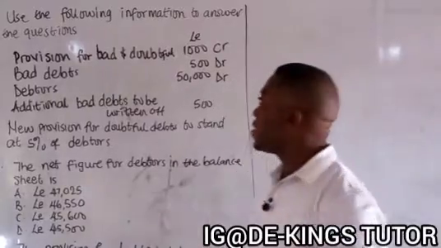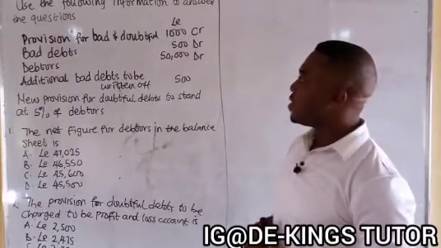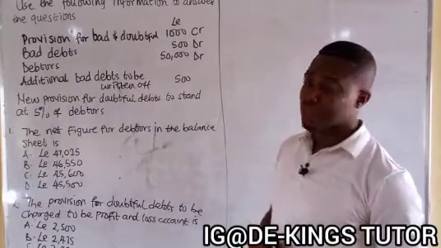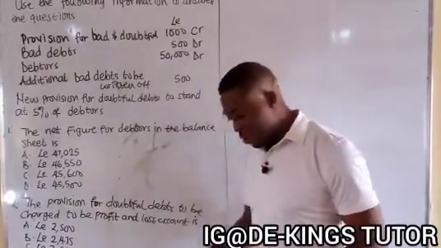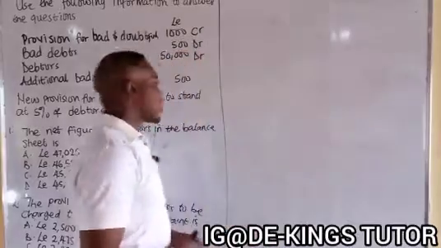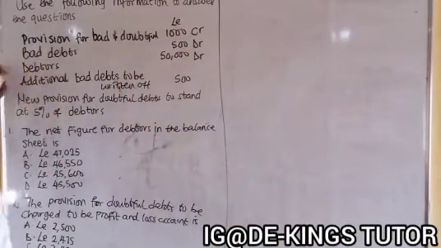Okay. Now, I want to see this question that relates to past WAEC questions. The question is said like this. Now we're going to be seeing questions like this often. So the question relates to how to treat bad debt and provision for bad and doubtful debt.